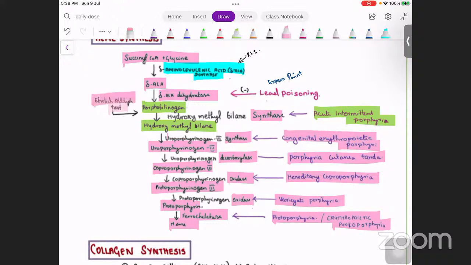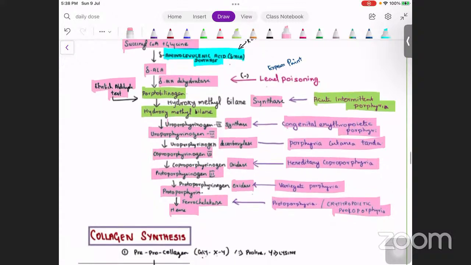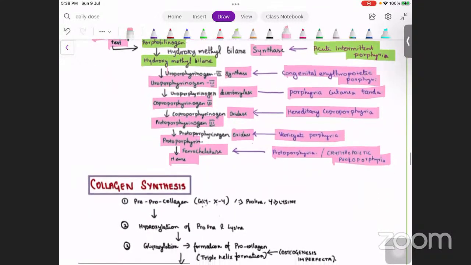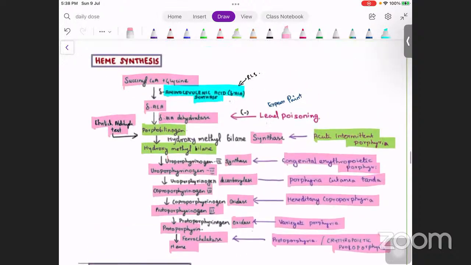Ehrlich aldehyde test is the test we use for your heme synthesis. We use this for testing of porphobilinogen, specifically speaking. Again, nowadays it has become like a 5-star rated topic because they have asked so many questions from all the areas of your biochemistry. So now heme synthesis is considered one of the topics of interest where you may expect most and most of the MCQs. So make sure you know the heme synthesis pathway.